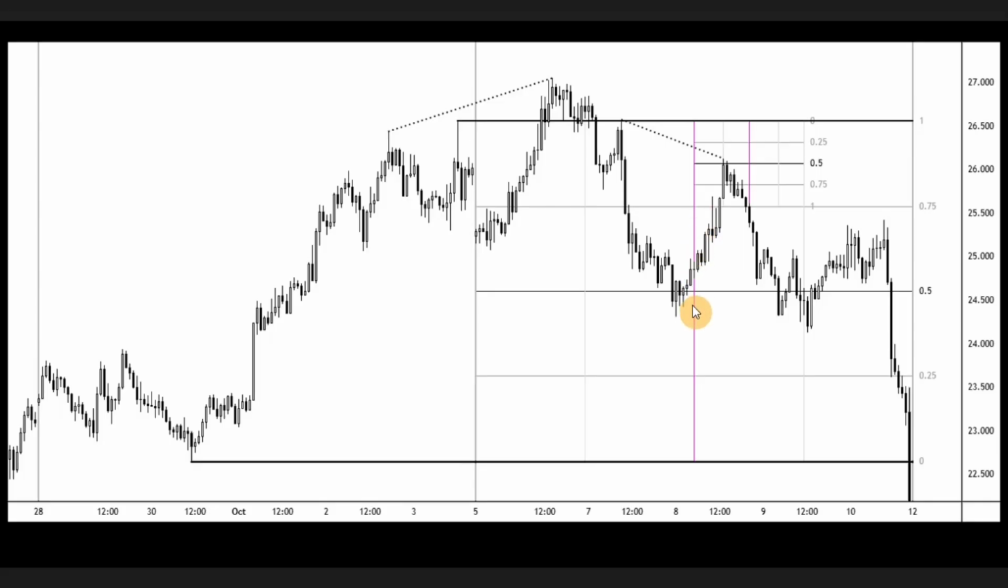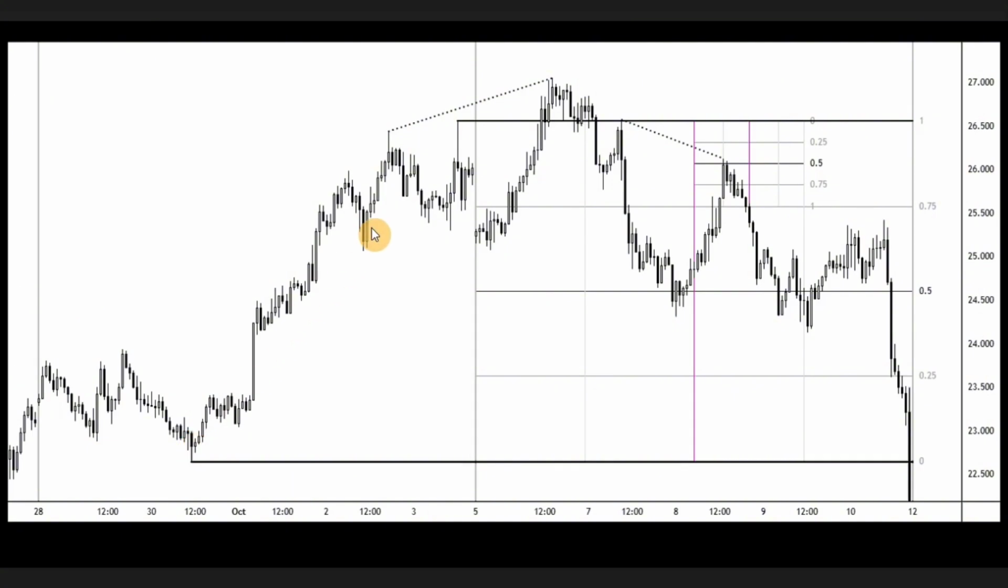And the reason for the midpoint is it helps you identify if price is reversing or pulling back. So if price is bearish, you want to see a pullback after the midpoint. But we'll get into that in a second.